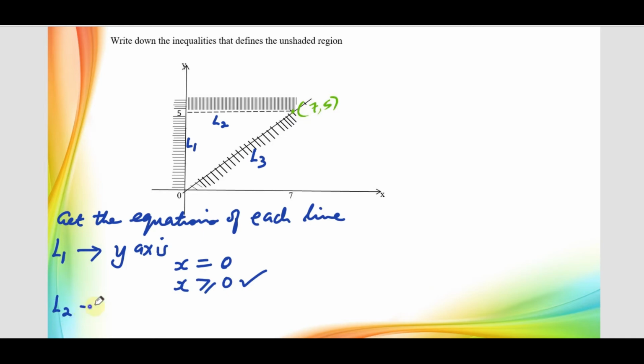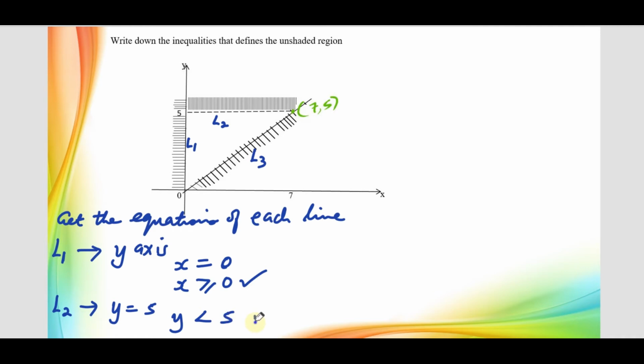Line 2. The equation of line 2 cuts across this point 5. So the equation of that line is y is equal to 5. The side that is shaded is the unwanted side, and that side is the side that is greater than. The values to the top of that line are greater than. So the values below, and that is the side that we require, are less than. Therefore, y should be less than 5.